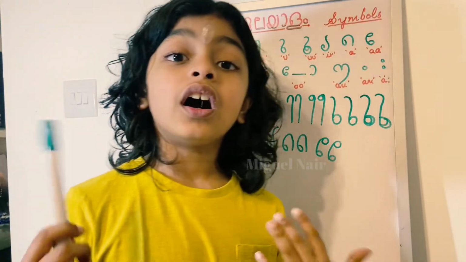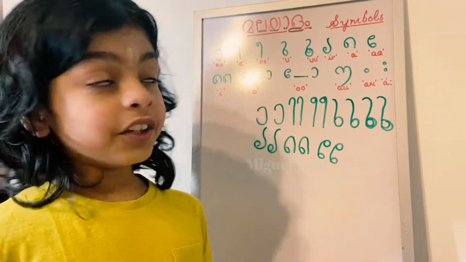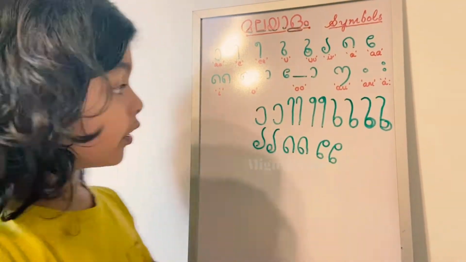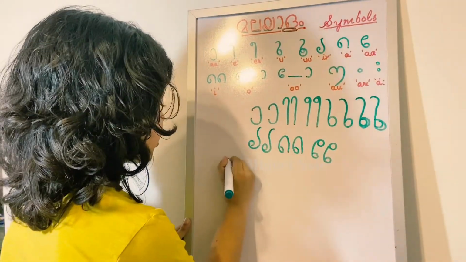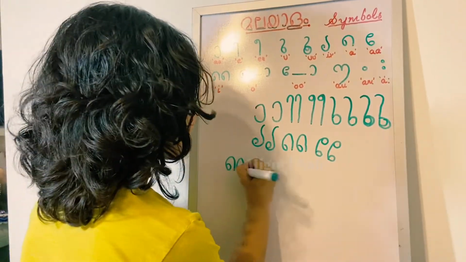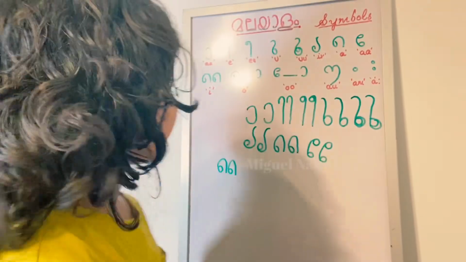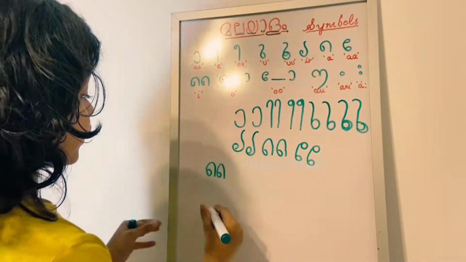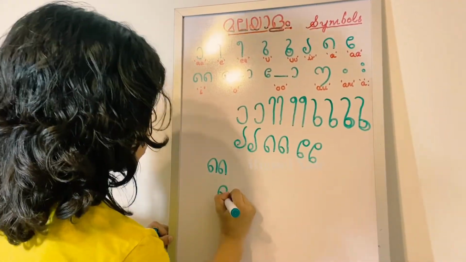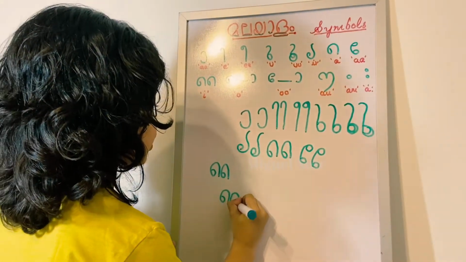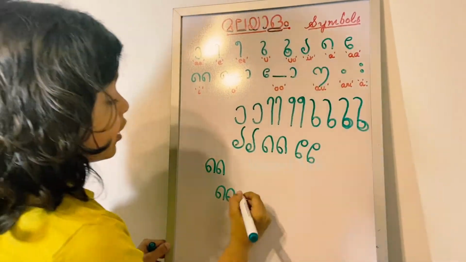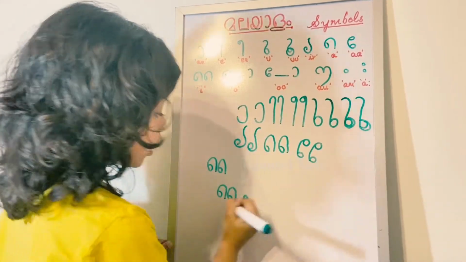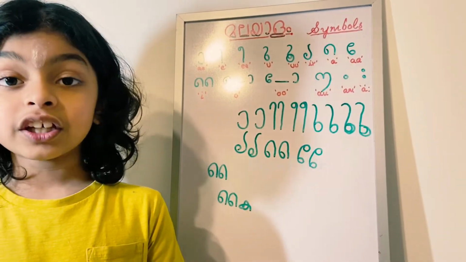Next, we have I. I is double of A. Like this. We use the symbol I in the word gai, which means hand. For gai, you need to put the ka at the end of I. Like this. That's the I, then the ka. There you have it, kai.